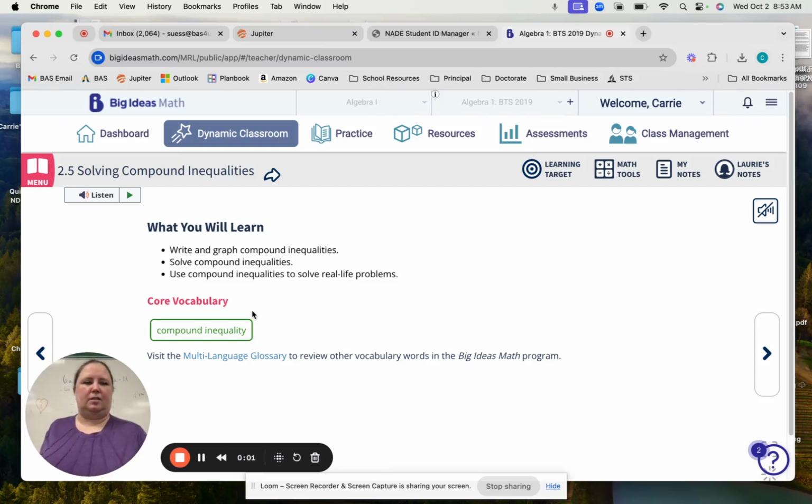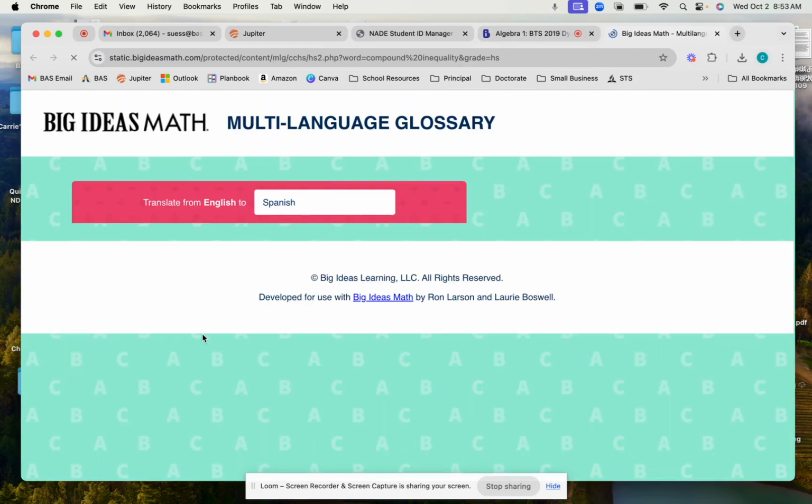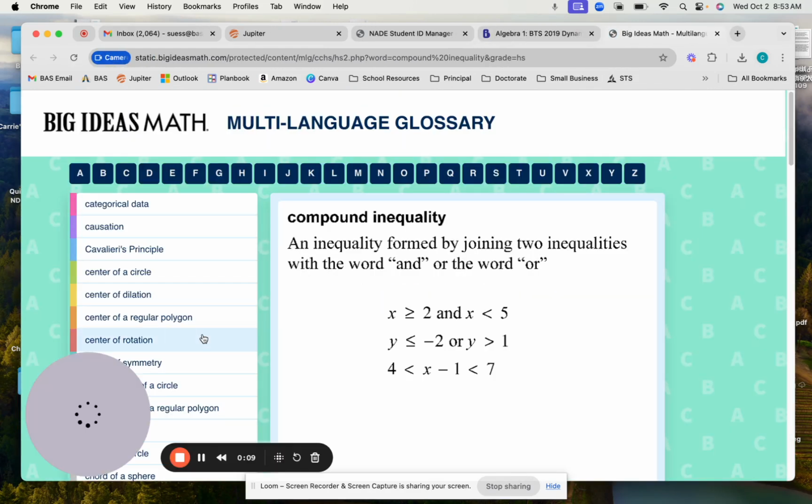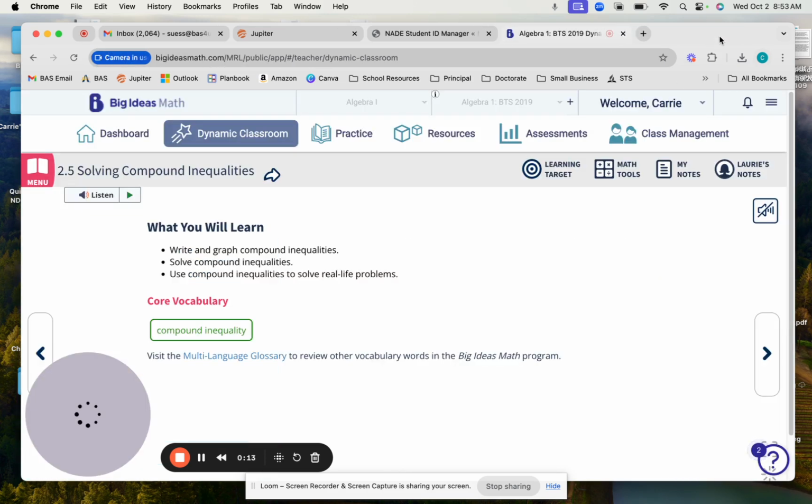All right, this is lesson 2.5, solving compound inequalities. You need to write in your journals this vocab word, compound inequality, and your definition. Somebody tell me what the definition is. Go ahead. An inequality formed by joining two inequalities with the word "and" or the word "or."